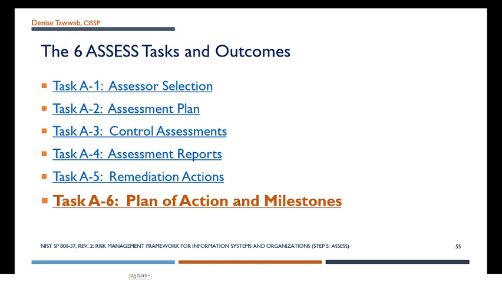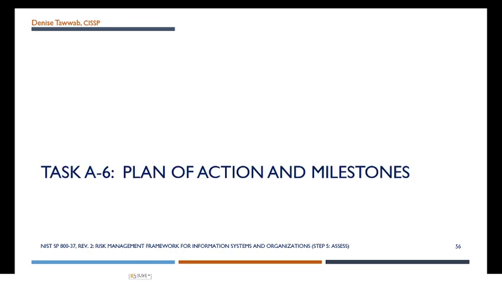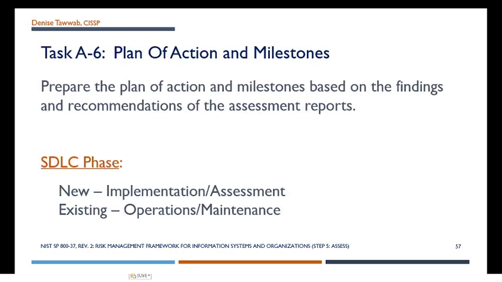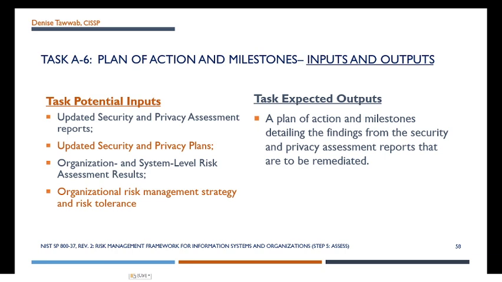We are down to the last task in the assess step of the risk management framework, and that task is your plan of action and milestones. In Task A6, plan of action and milestones, we prepare the plan of action and milestones based on the findings and recommendations of the assessment reports. Potential inputs to your POAMs are updated security and privacy assessment reports, updated security and privacy plans, organization and system level risk assessment reports, and the risk management strategy and risk tolerance. The expected outputs would be a plan of action and milestones detailing the findings from the security and privacy assessment reports that are to be remediated.